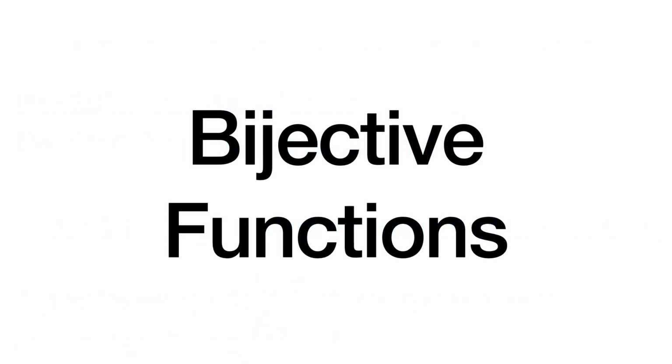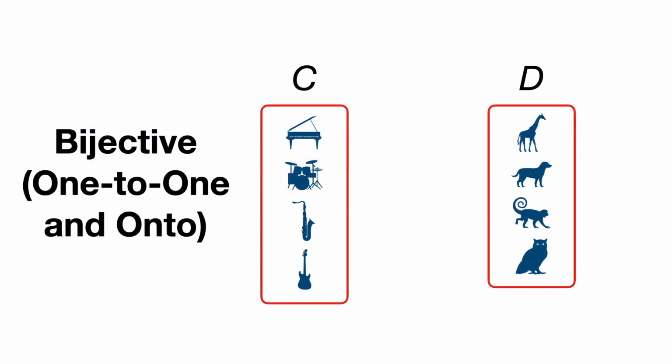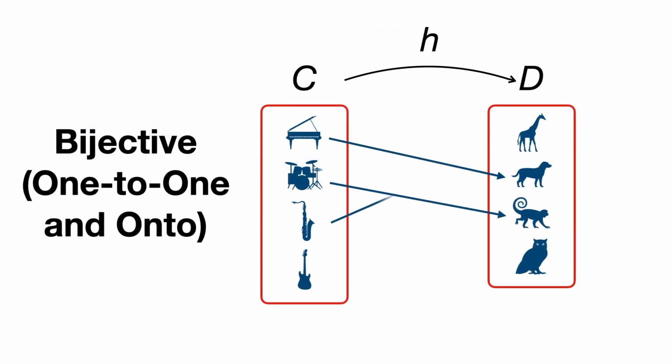Now that we understand injective and surjective functions, we're ready to discuss bijective functions. A function is bijective if it is both injective and surjective. As an example, suppose C is the set of musical instruments and D is the set of animals. The function h from C to D is a bijective function because it is both one-to-one and onto. Notice that in this case, both C and D have 4 elements in them.